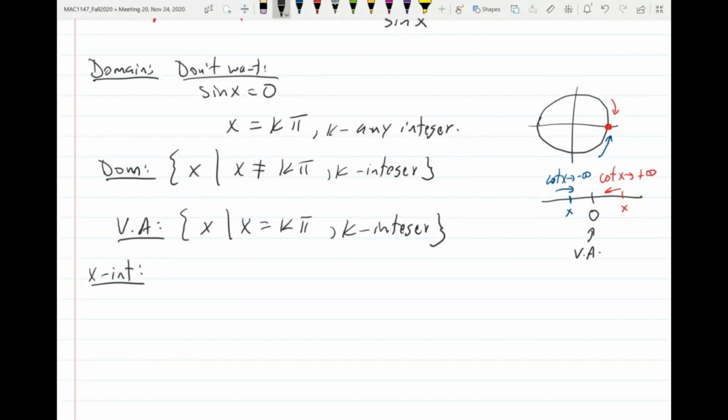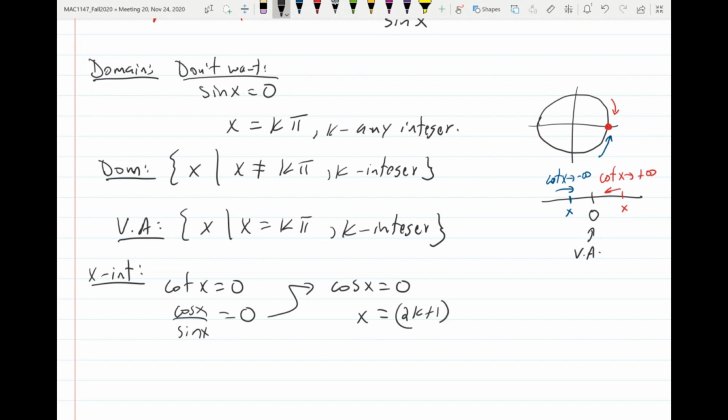Remember, the x-intercept is going to happen whenever cotangent is equal to 0. And because cotangent is cosine over sine, this is whenever cosine is 0. And as we know, this happens at odd multiples of pi over 2. Okay, so we are ready to graph.